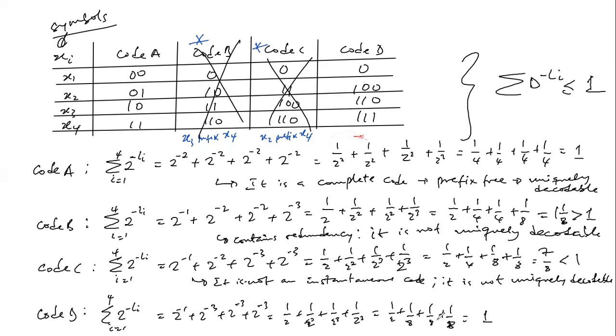All right? Yeah. No, it's not 1. It's 7 over 8. This is going to give us... Sorry.